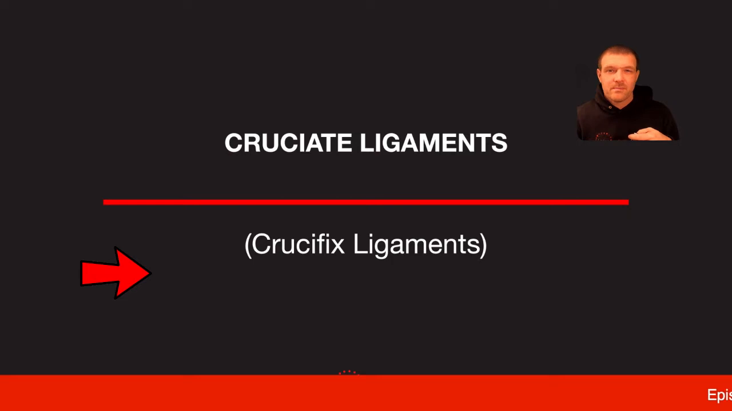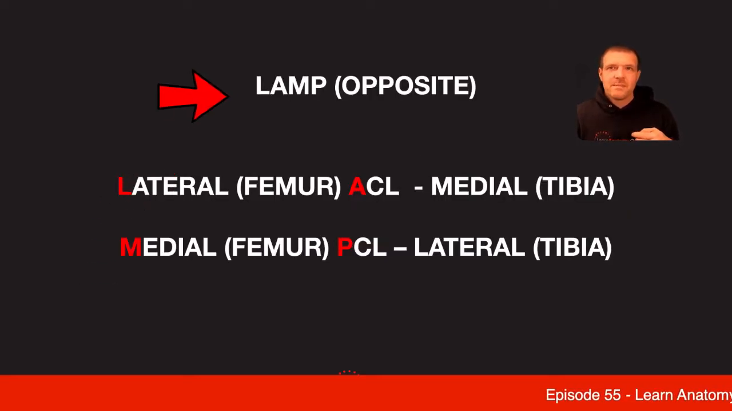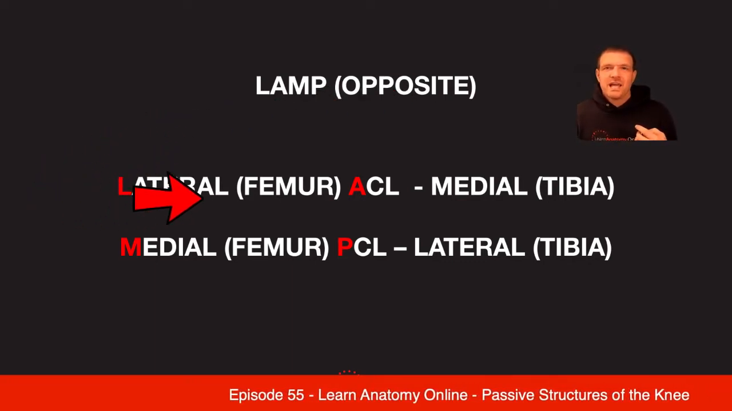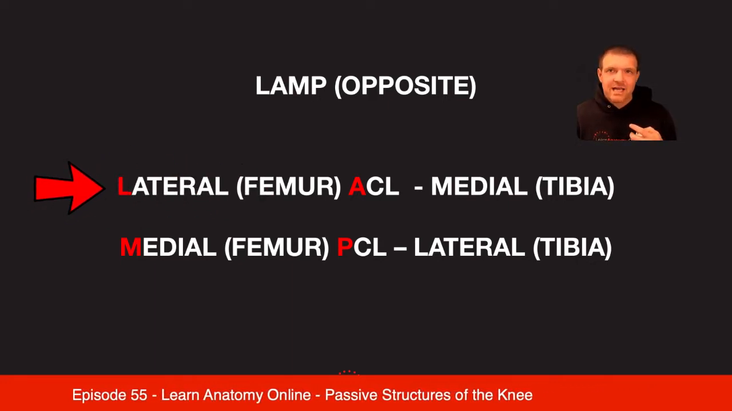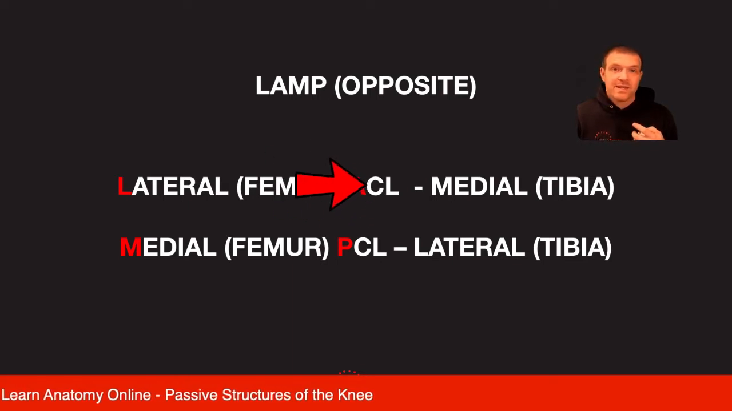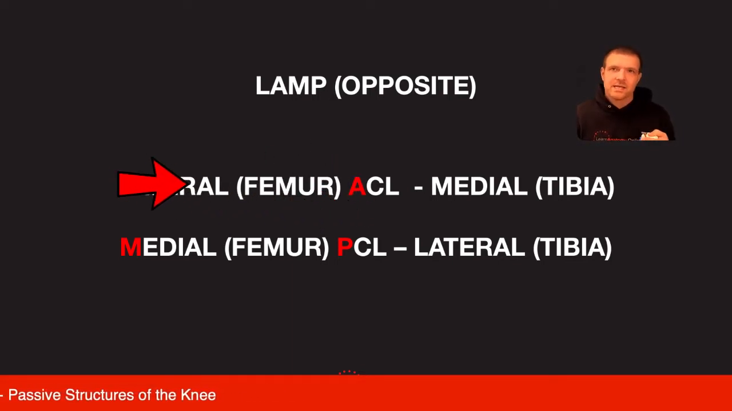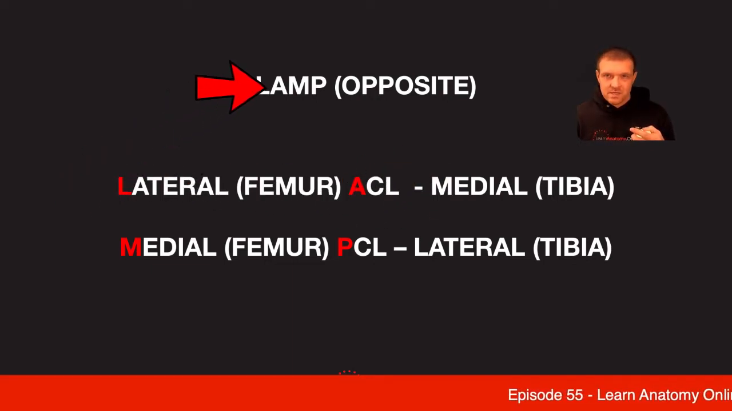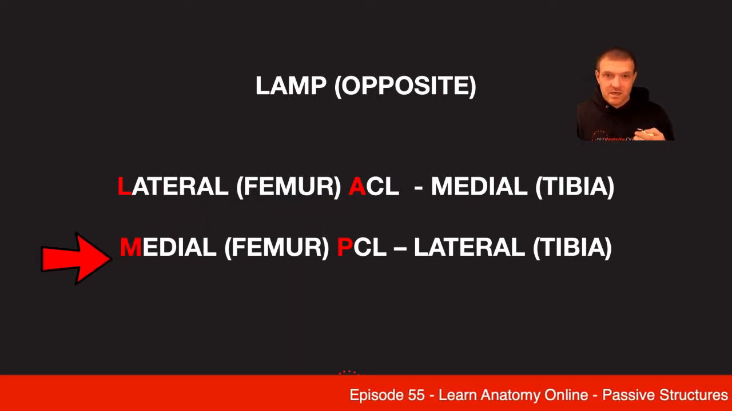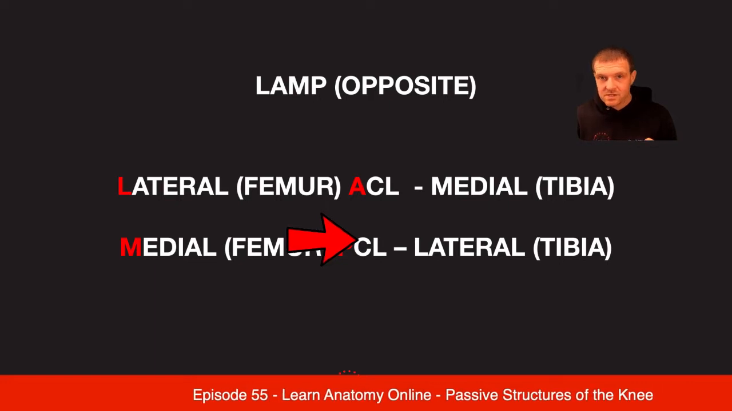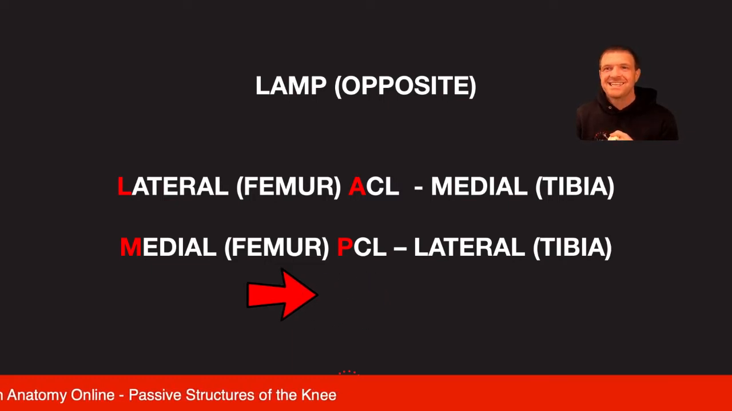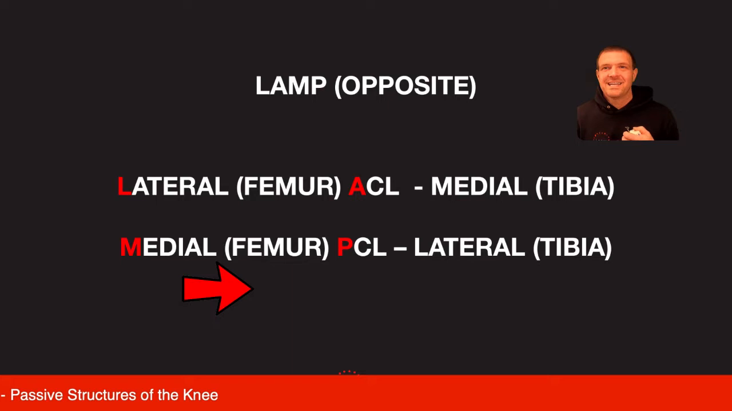I've got a couple of ways to remember which one's which. If you remember LAMP and then opposite, hopefully this will make sense. If on the lateral part of the femur, that's where the L comes from with LAMP, that's where the ACL starts. It starts on the lateral aspect of the femur, and then it goes on to the opposite part of the tibia, the medial part of the tibia. Okay, so lateral, that's the L, is the ACL, and then the medial part of the femur is where the PCL starts, and then it attaches on the opposite, the lateral part of the tibia. Makes sense? Let's have a look at that, and hopefully it will all become clear.